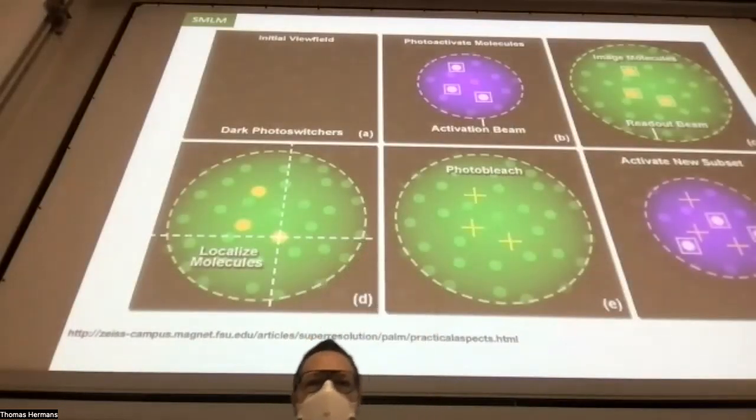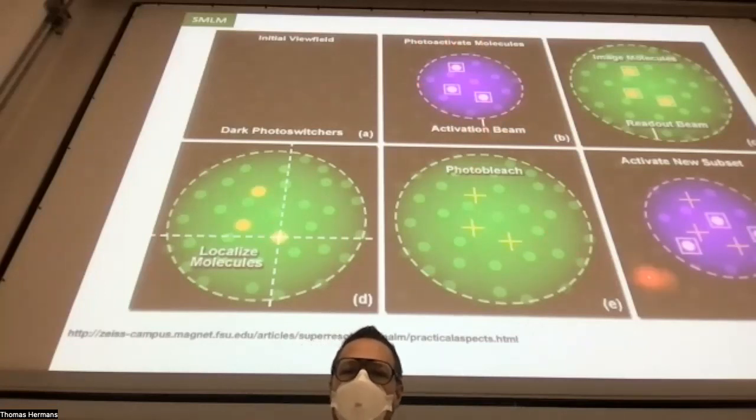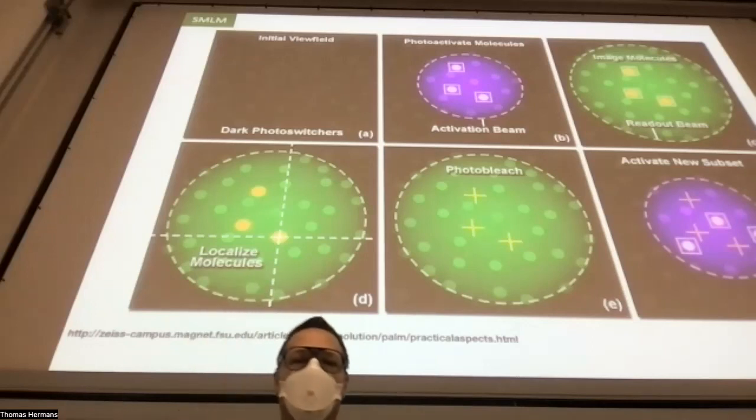I have my initial view. I shine with my activation beam, which is UV light. A few dyes will go on, these 3. Then I read my fluorescence. I see these 3 spots, and I can localize them very accurately. And then I keep shining light, and I kill them. So photobleaching with long illumination will destroy your fluorophore, and therefore it will go off. Then you repeat this, so you shine again your activation beam. Now you activate different dyes, not the ones that were killed. And now I can localize these ones. You repeat this over and over, which allows you to localize each of these molecules individually and therefore get high resolution.